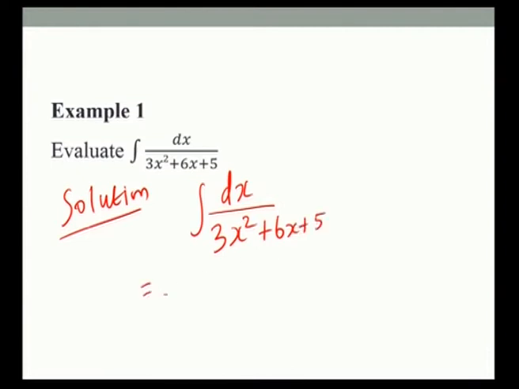Now manipulate this. The first step we need to do is take the coefficient of x square out. If you take the coefficient of x square out, the given rational function will become integral of dx over x square plus 2x plus 5 by 3. So this is the first step we need to do. Next, let us take the denominator. The denominator in this integral is x square plus 2x plus 5 by 3.